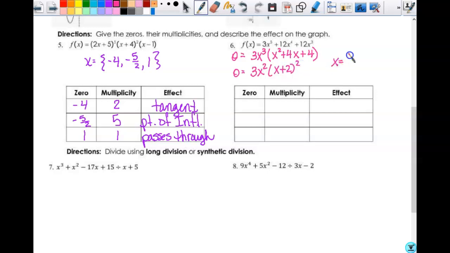So my zeros are negative 2 and 0. The negative 2 is a multiplicity of 2. The 0 is, oh, it's cubed, is a multiplicity of 3. So this is tangent. And this is a point of inflection.